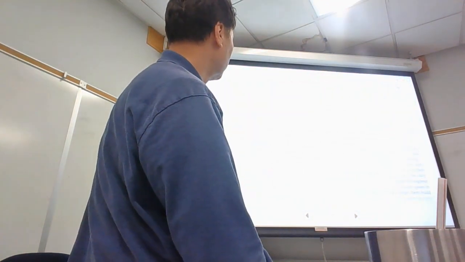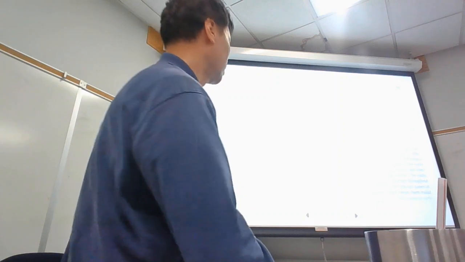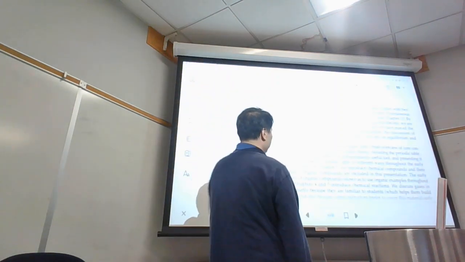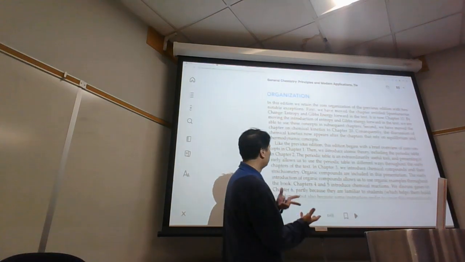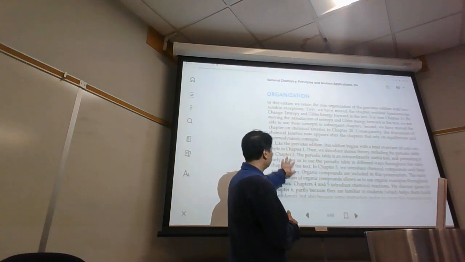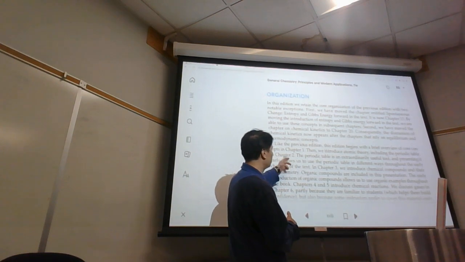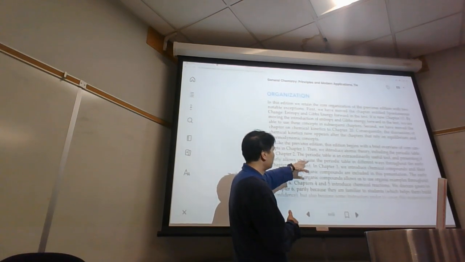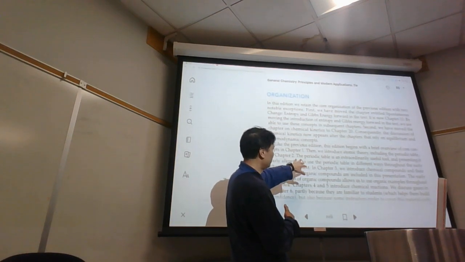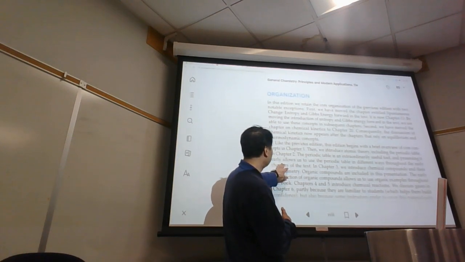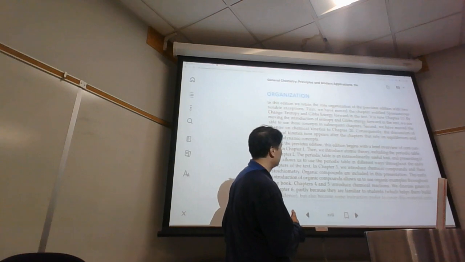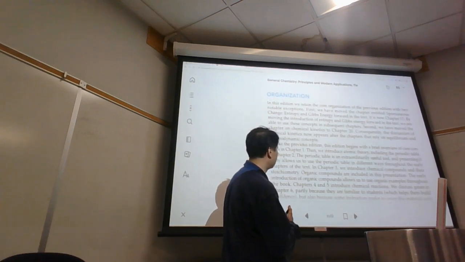And so you can read about the book, the organizational structure here. Like the previous editions, this edition begins with a brief overview of core concepts in Chapter 1. And then we introduce atomic theory, including the periodic table in Chapter 2. So we'll be starting that soon. The periodic table is an extraordinarily useful tool, and presenting it early allows us to use the periodic table in different ways throughout the early chapters of text.